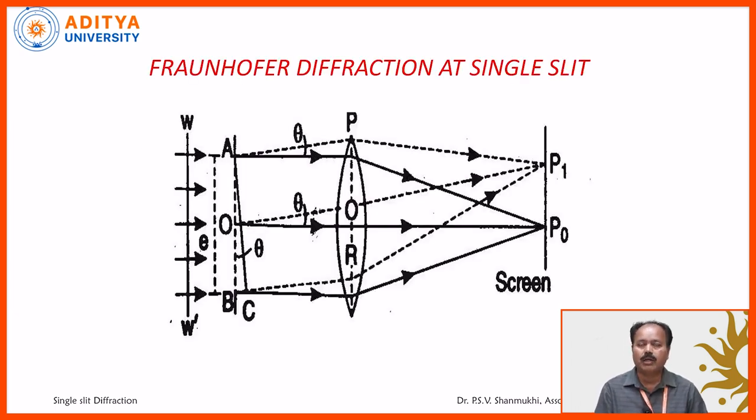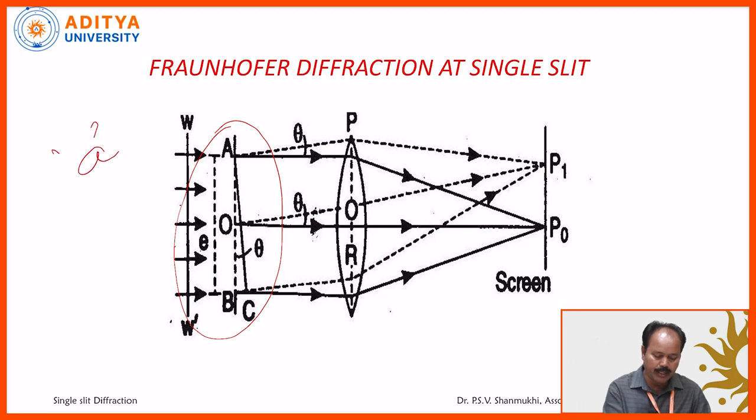Coming to the Fraunhofer diffraction at the single slit. This is the single slit. Here, our assumption is that this is a rectangular slit whose length is perpendicular to the plane of the paper or the board, and the width of it is given by small a. a is the width of the slit. From the side, the light rays are passing through the slit.